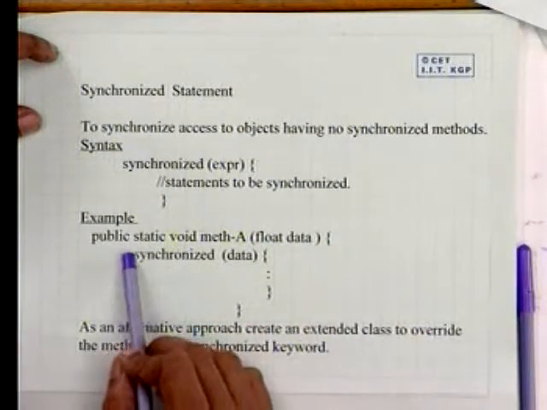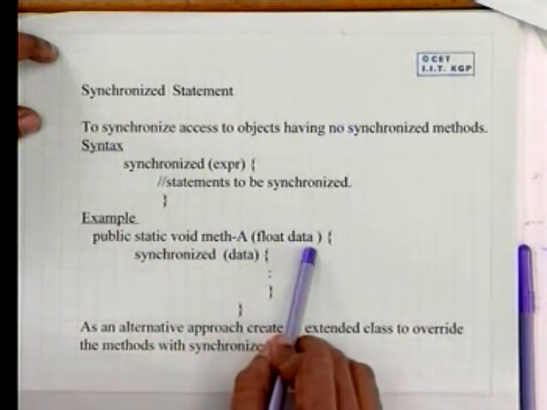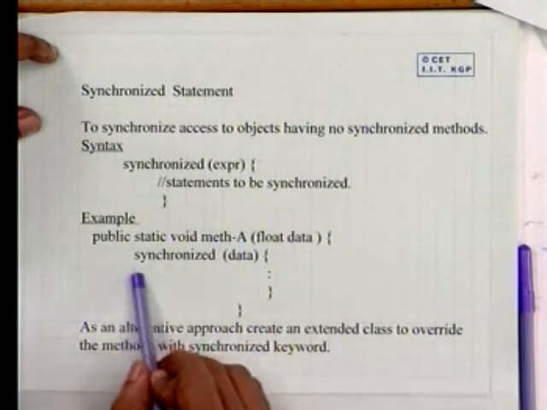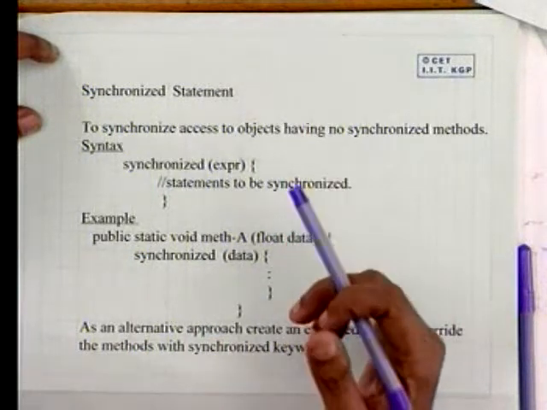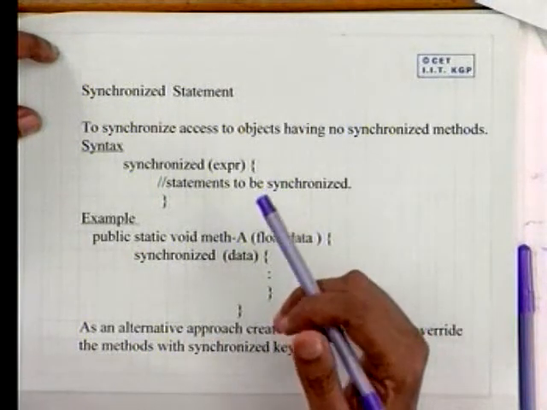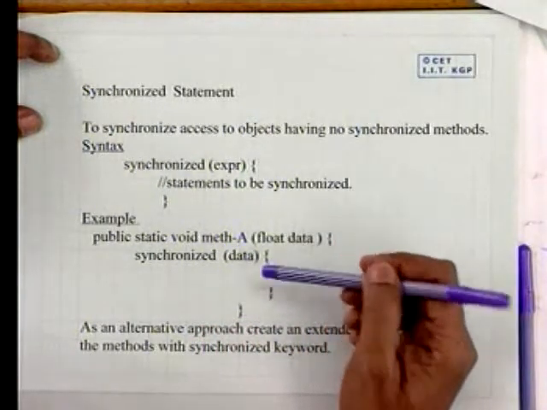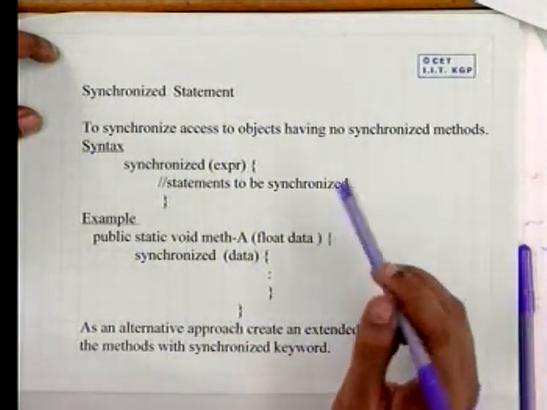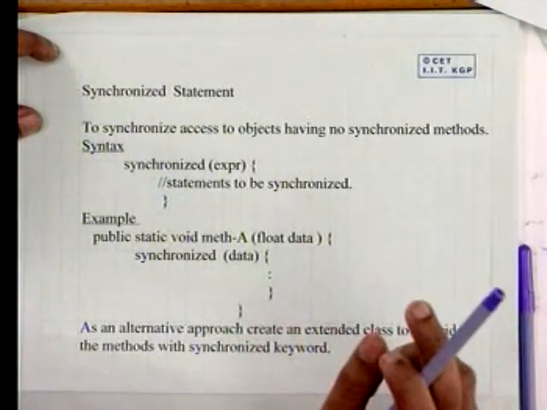For example, we can have a public static method A with float data, and then we can say synchronized data. So any block of code in Java can be synchronized using the keyword. Whenever you are accessing this block of code, only one thread will be allowed to access it, and the other threads will be locked out.